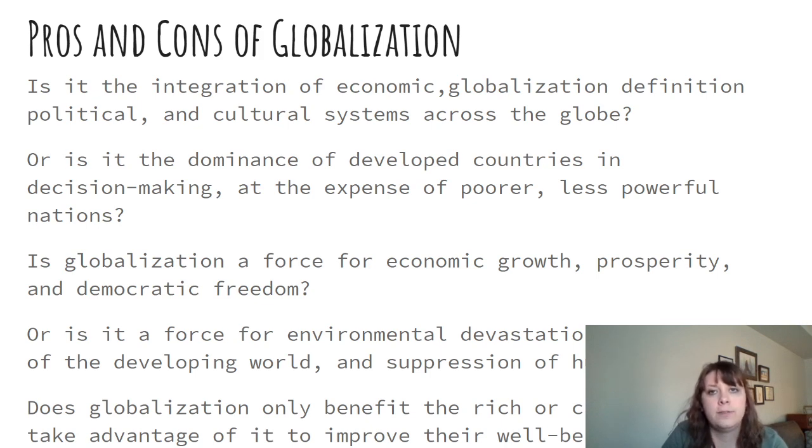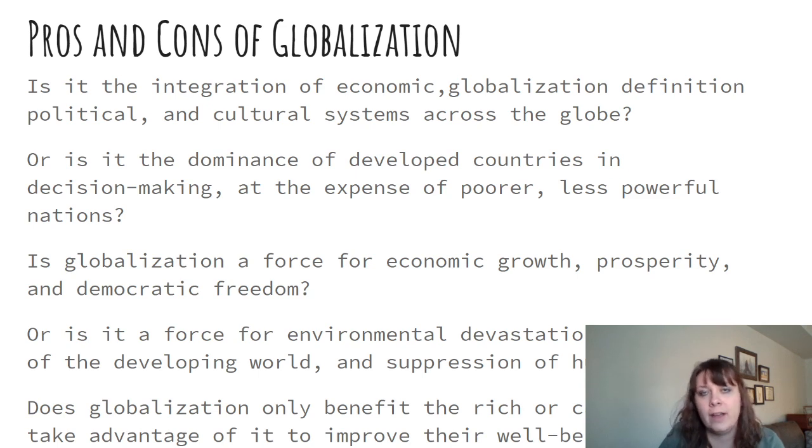So pros and cons of globalization, these are like some questions to think about. So is it the integration of economic globalization, definition, political and cultural system? What? I don't know why that sentence doesn't make sense to me when I typed it.